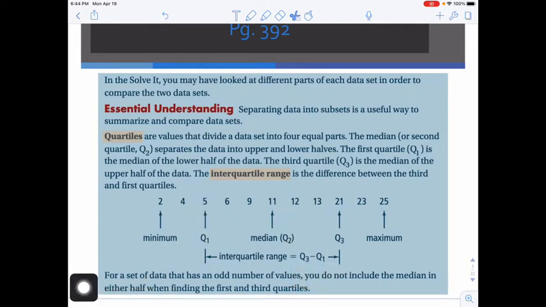For a set of data that has an odd number of values, you do not include the median in either half when finding the first and third quartiles. On the other hand, if we had an even number of data values, the median would exist in between the two middle data values. So we would include those two data values on either side.